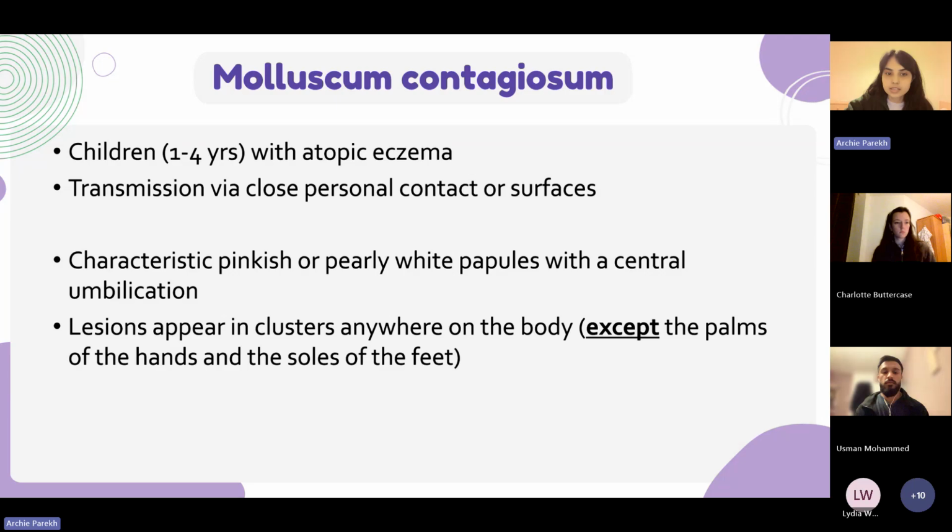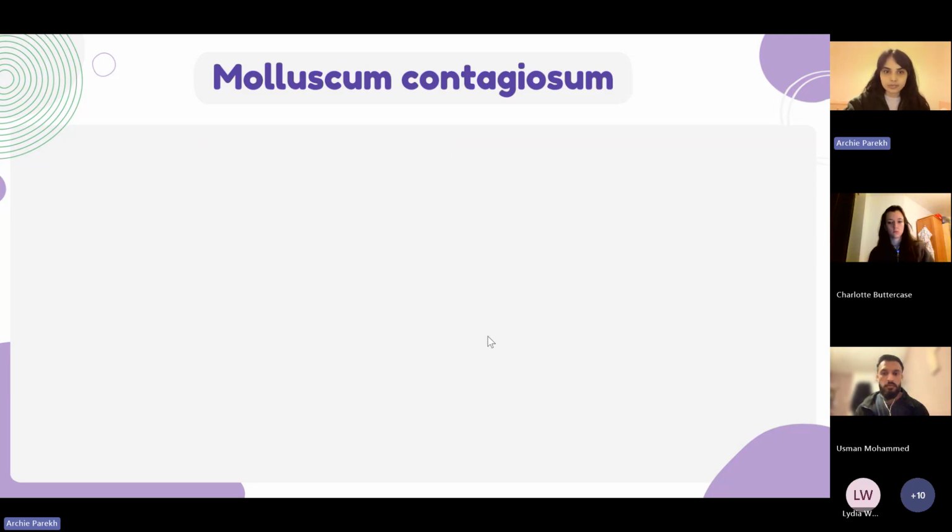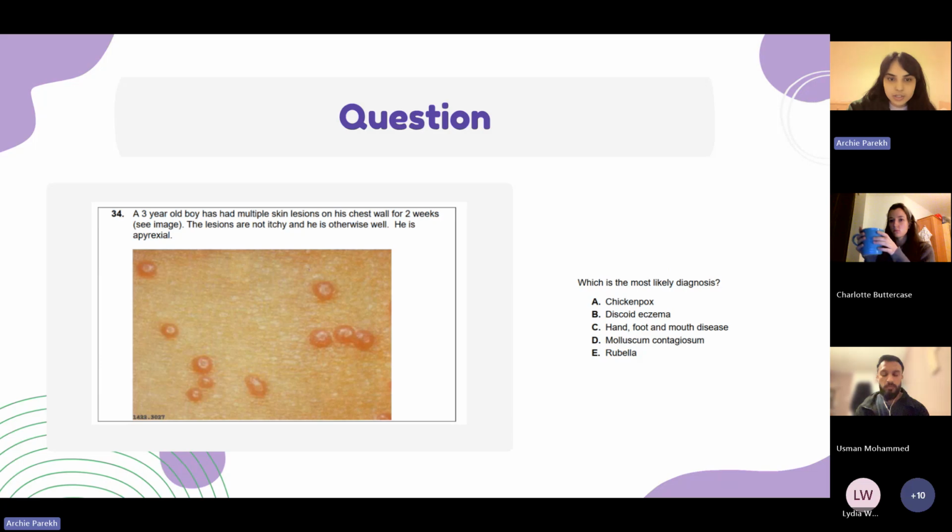And like herpes, these appear in clusters, but they're not normally painful. So if you can see this picture, it's quite pearly, it's quite pink. It looks like it's vesicular filled with fluid, and then in the center you'll see a little ulceration or an umbilication.